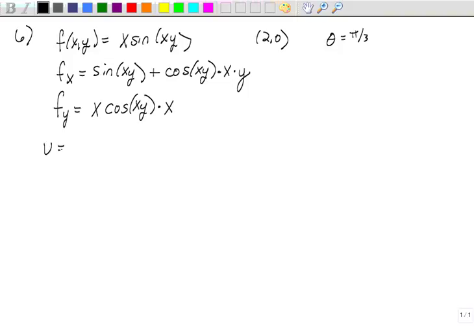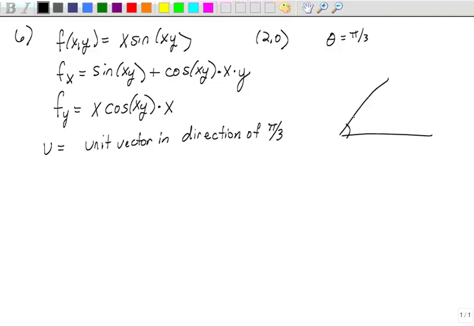Okay, u is the unit vector in the direction of pi over 3. Pi over 3 is 60 degrees. So opposite 60 is square root of 3 over 2. That's the sine of pi over 3. And the cosine of pi over 3 is a half. So those are the components. So u is going to be 1/2, square root of 3 over 2.